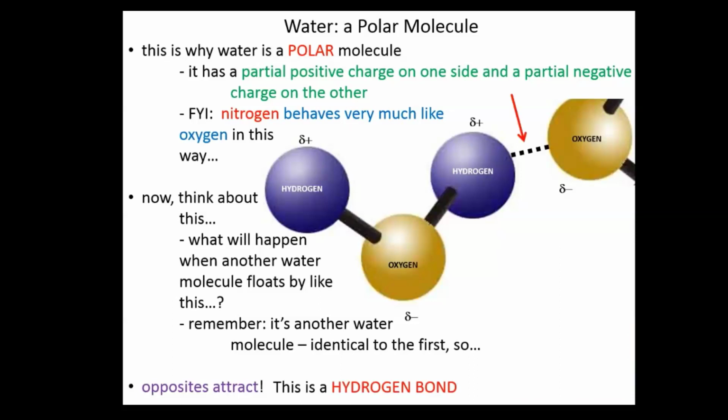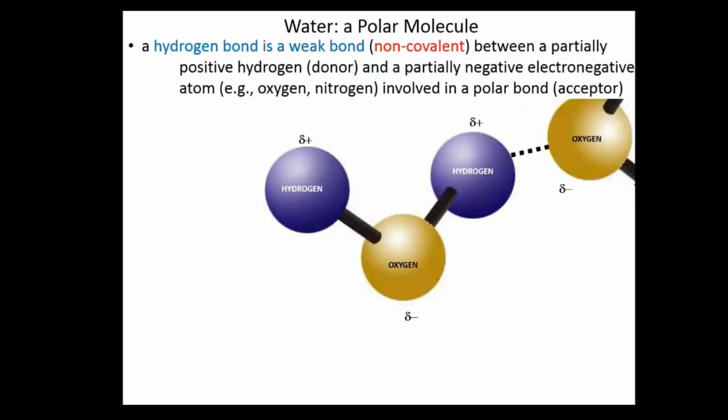This interaction that I'm showing here, this is a hydrogen bond, or an H bond. A hydrogen bond is a non-covalent bond between an electronegative, partially negative atom and a partially positive hydrogen on another molecule. Said another way, a hydrogen bond is a weak, again non-covalent interaction or bond between a partially positive hydrogen on a H-bond donor molecule and a partially negative electronegative atom such as oxygen or nitrogen on a H-bond recipient or receiver molecule.